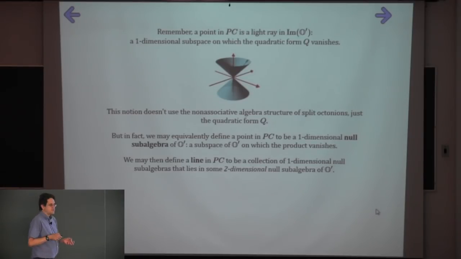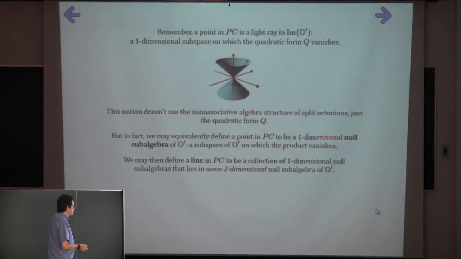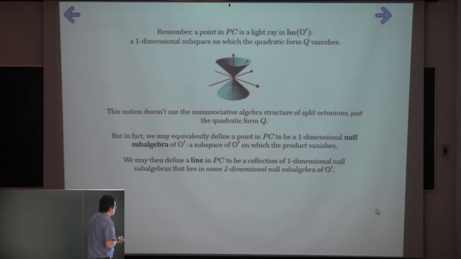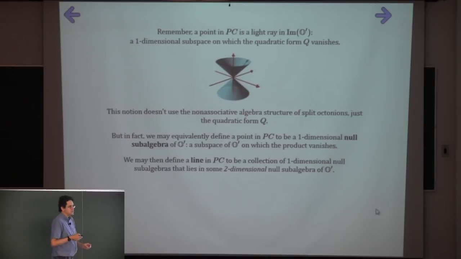That concept of point, you'll notice, doesn't really use the multiplication of the split octonions. It's sort of overly grandiose to bring in the split octonions there, because all we really need to know is what this quadratic form is on this 7-dimensional vector space to make sense of this previous sentence. However, we're going to use the split octonions more significantly to define lines in PC.